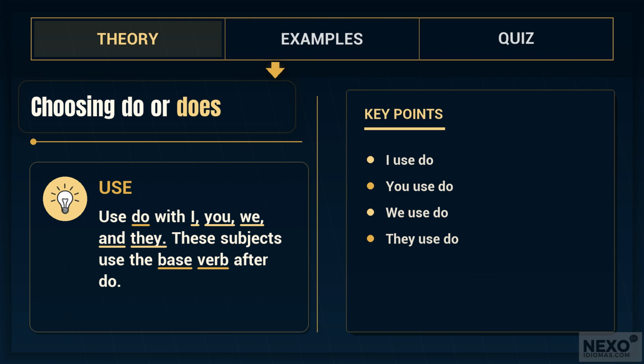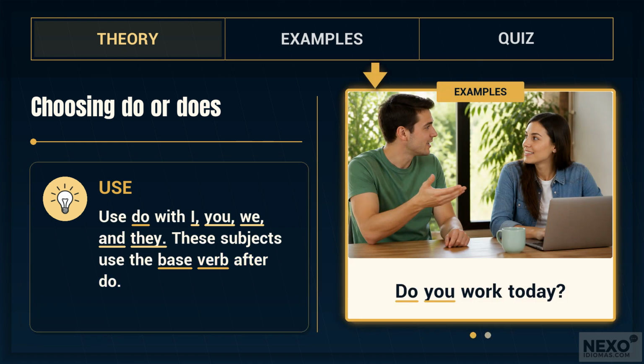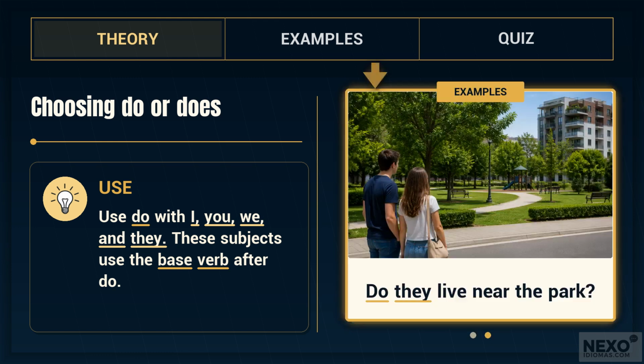Choosing do or does. Use do with I, you, we, and they. These subjects use the base verb after do. Example: do you work today? Example: do they live near the park?